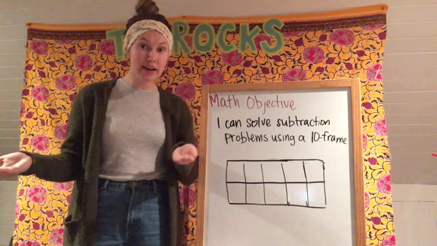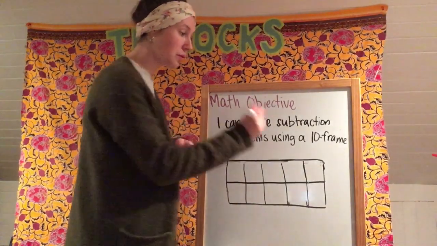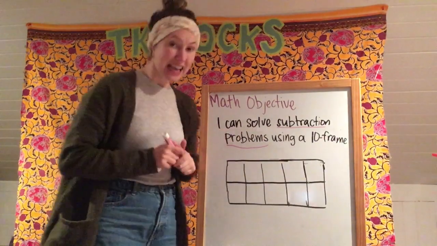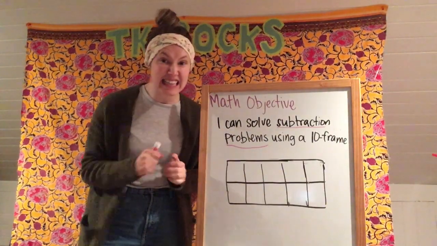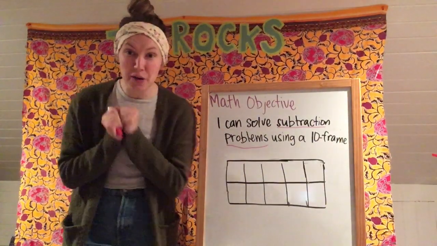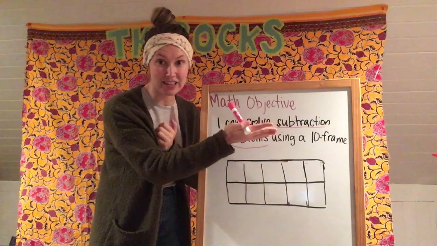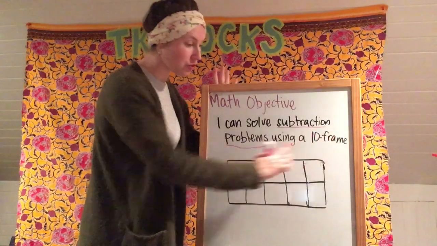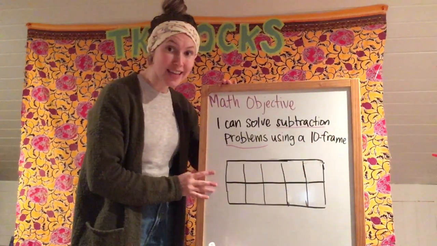So we're still working with Linus. We know that because we're working on subtraction problems. And remember, Linus the Minus, he likes to take things away. And when we're taking away, that means that we're subtracting. We're using our minus symbol. So our strategy is to use a 10 frame.